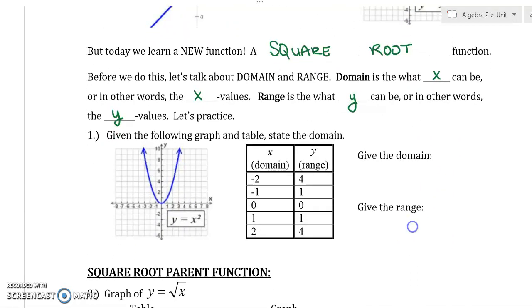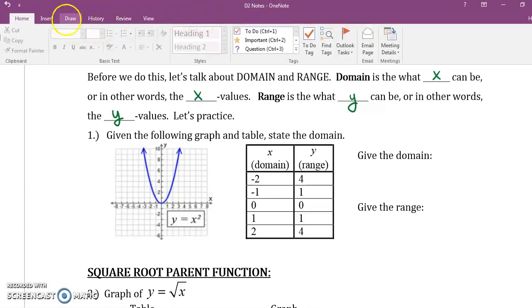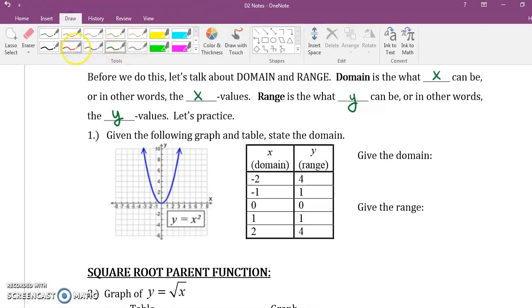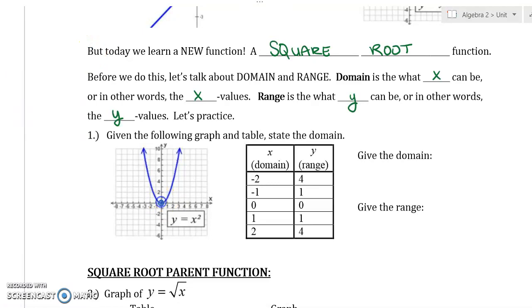It says, given the following graph and table, state the domain, and then it even has a space for give the range. So we're going to do both of them. Now, domain, remember, is all the x values. So the question is, how far left and right does this graph go? Well, it goes to the right nonstop, and it goes to the left nonstop. Obviously, it's going up at the same time, but it's going to the left and right. And therefore, we can say from negative infinity to infinity. So there's no wall stopping and saying, you can't go any further than this. You know, it just slowly goes to the right and slowly goes to the left.